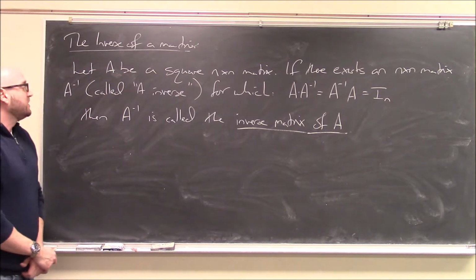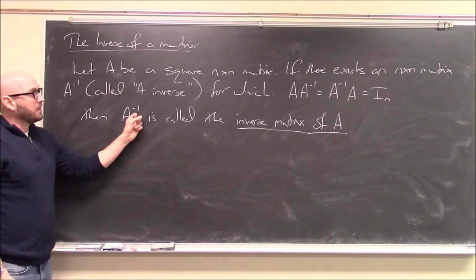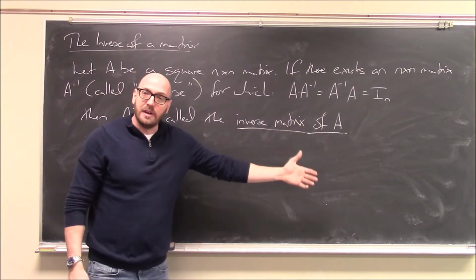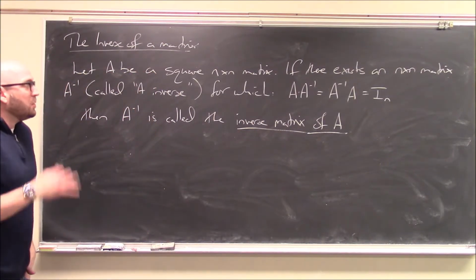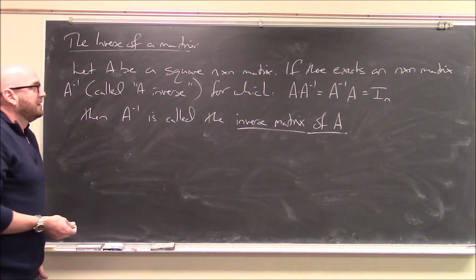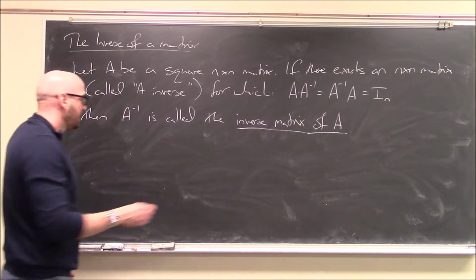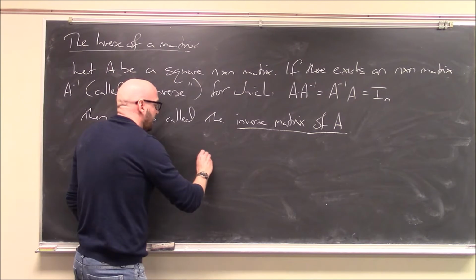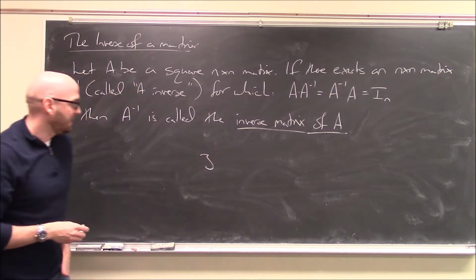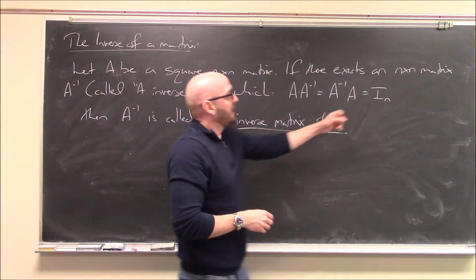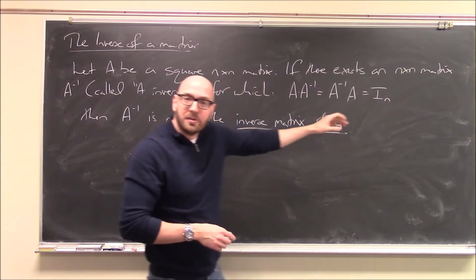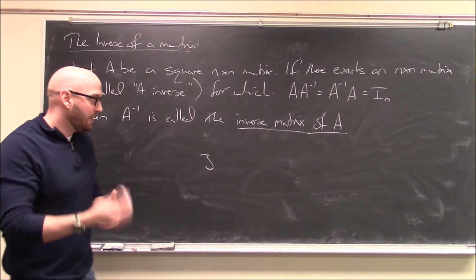So if such a matrix exists, then we call this matrix A inverse the inverse matrix of A. So what's happening here? What is this trying to get at? Well, suppose I took the real number 3. What is I sub n? I sub n is playing the role of 1 for matrices. It's like multiplying by the real number 1.